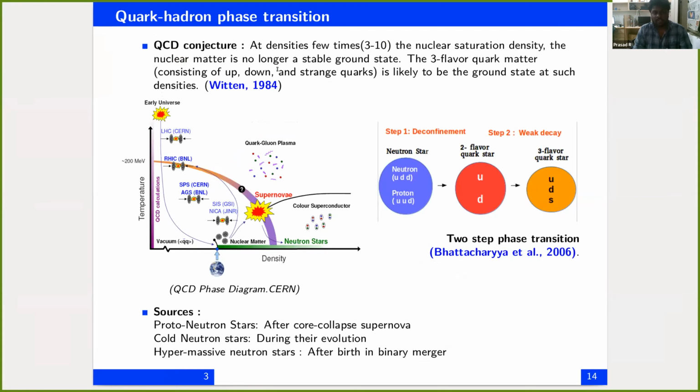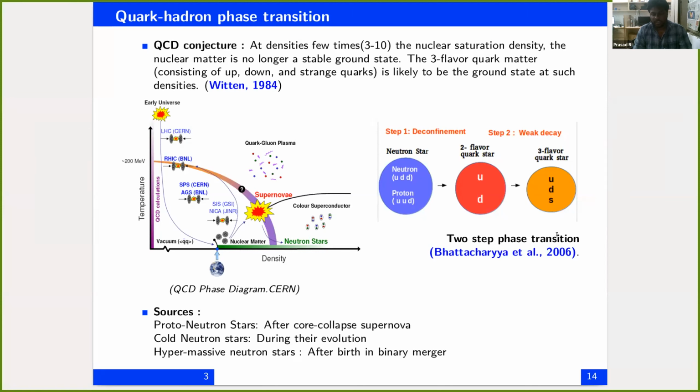According to it, for the dense cores present inside the neutron star, there is a probability that the nuclear matter is not stable and it should get converted to three-flavor quark matter in which up, down, and strange quarks are present. This is the QCD phase diagram, and the neutron star densities overlap between that of the nuclear matter and that of the quark matter. There is a particular way in which the neutron star gets converted to a quark star, and this is a two-step phase transition process.